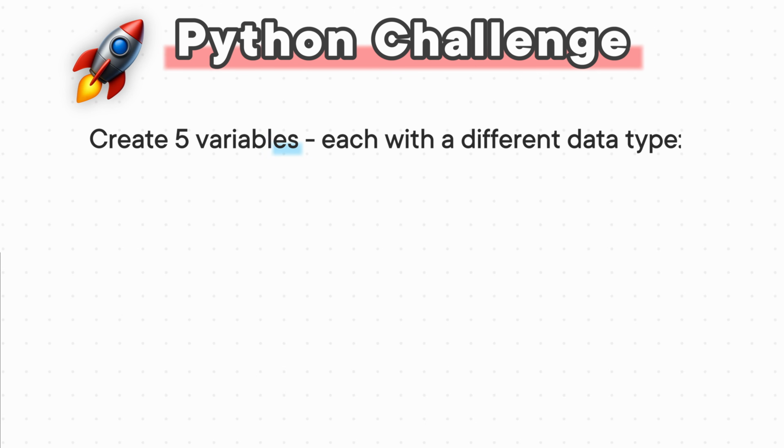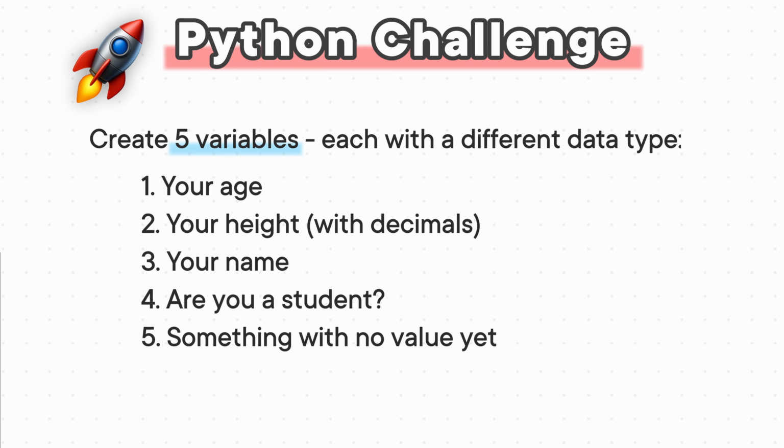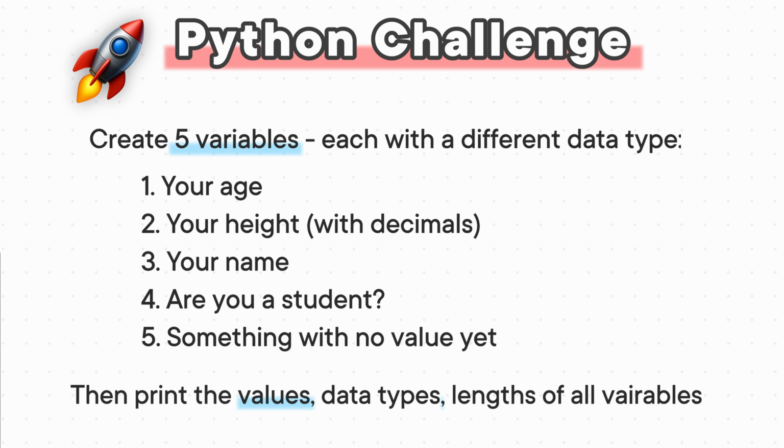Now we have a challenge for you. Create 5 variables where you're going to enter your age, height, name, are you a student, and something with no value yet. Then print the values, the types, and the length of each variable. Now pause the video and solve the task.